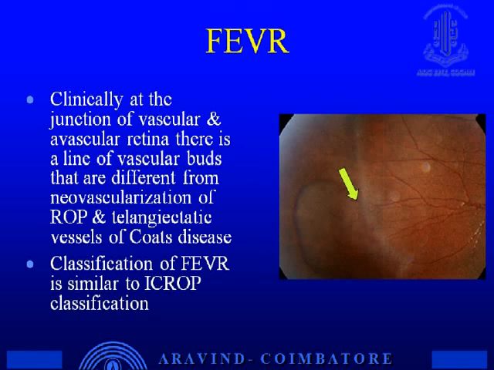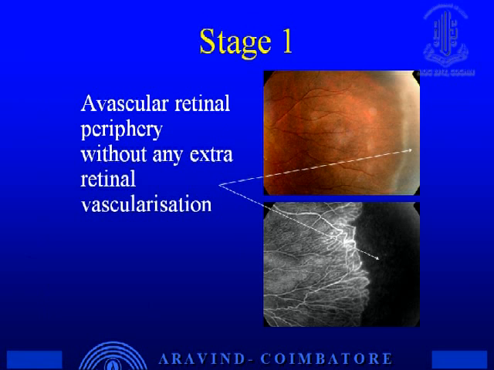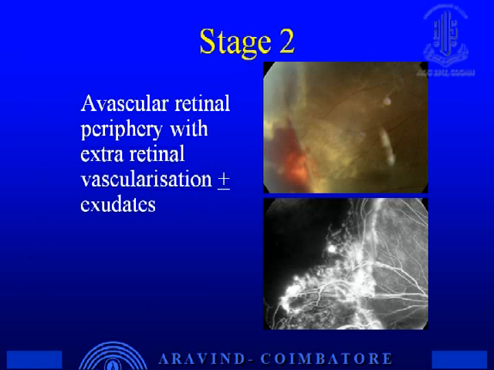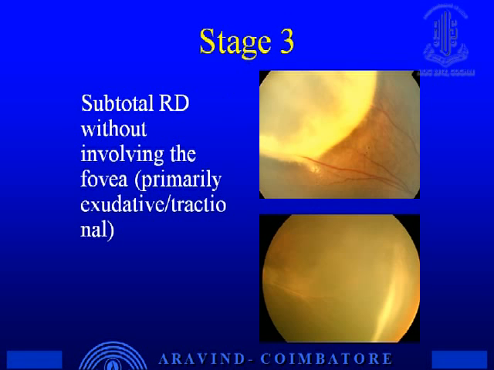Clinically, one can see at the junction of the vascular and avascular retina a line of vascular buds that are different from the neovascularization of ROP and telangiectatic vessels of Coats disease. And the classification of FEVR is similar to the ICROP classification, wherein stage 1 is an avascular retinal periphery without any extraretinal vascularization. Stage 2 is an avascular retinal periphery with extraretinal vascularization with or without exudates.